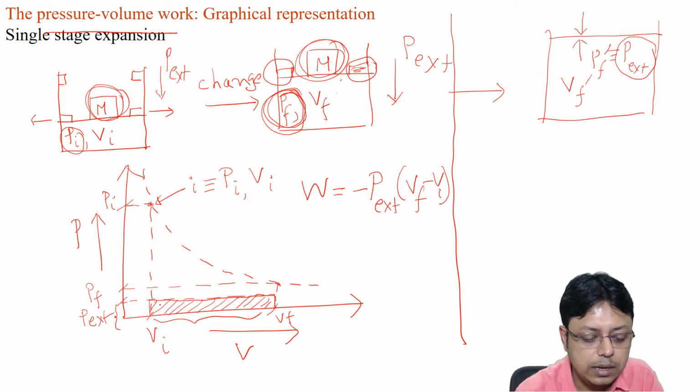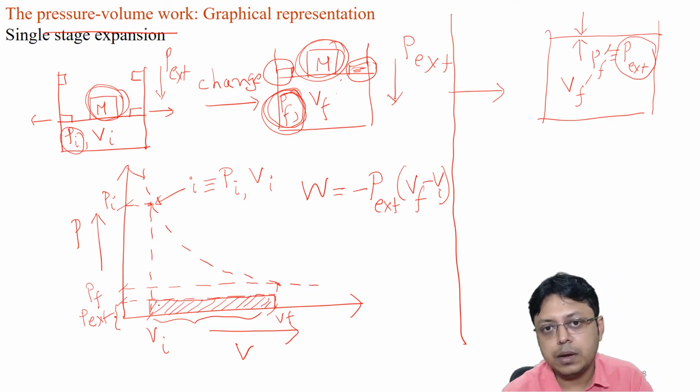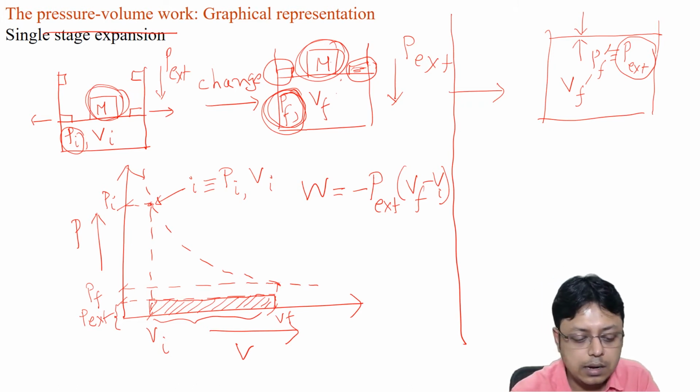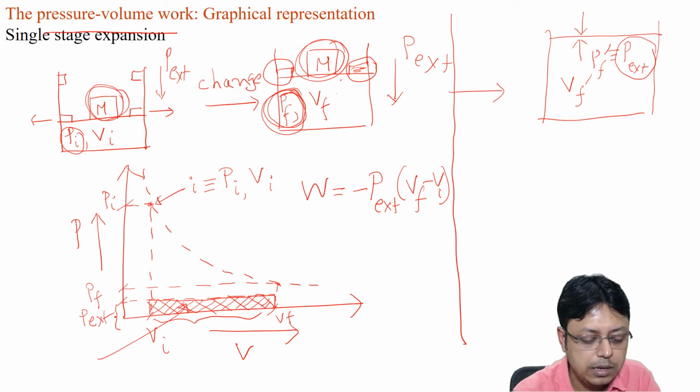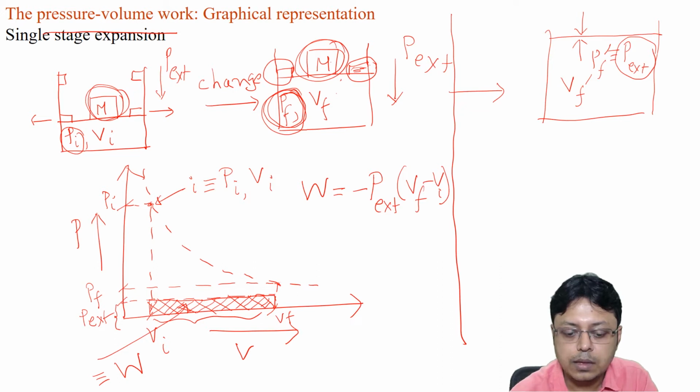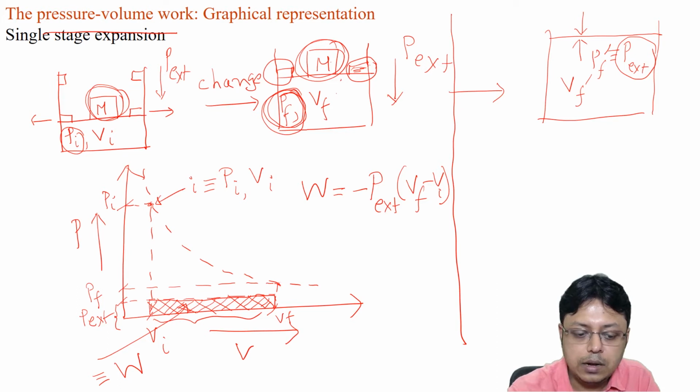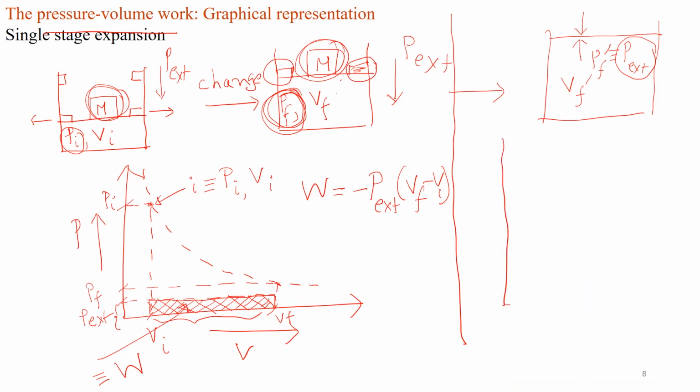So the work done in this case is nothing but the area under this region which I have shaded. So this area is nothing but equivalent to the work done in the process. Now imagine another case, where we let the system evolve until the pressure becomes equal to the external pressure.